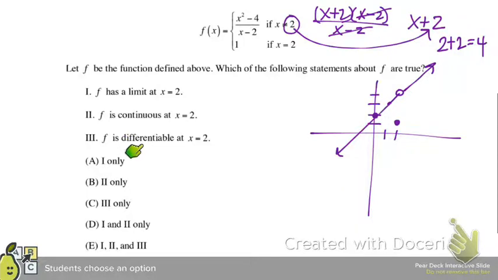And we already know that automatically if it's not continuous, then it's not differentiable either, because a train would derail if there's a giant hole in the track. So the only one that was true was 1; 2 and 3 are not true statements. Therefore, the answer is A, 1 only.